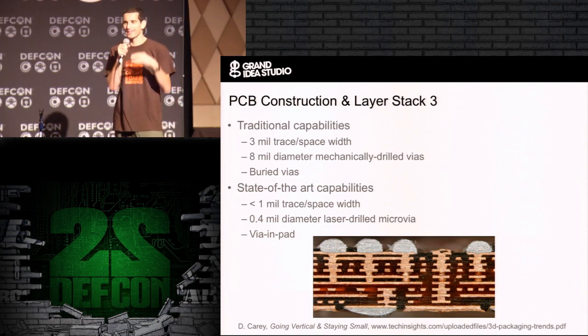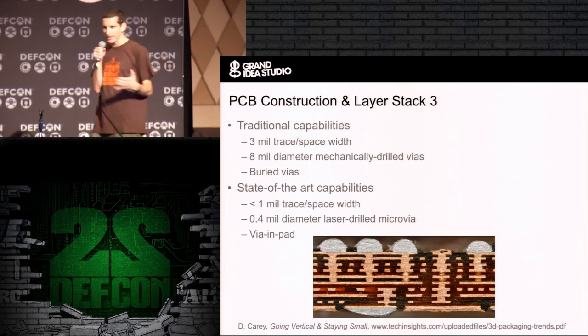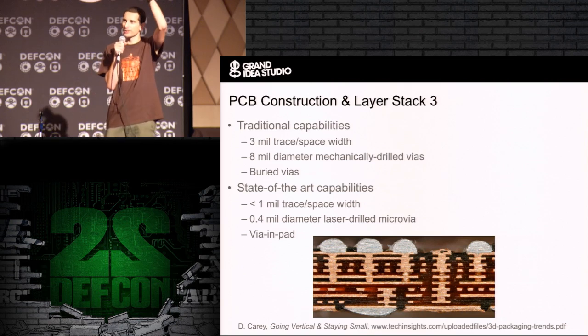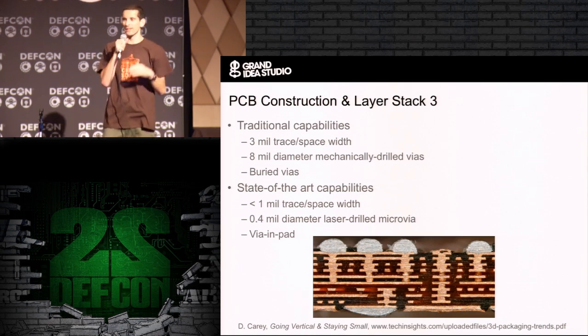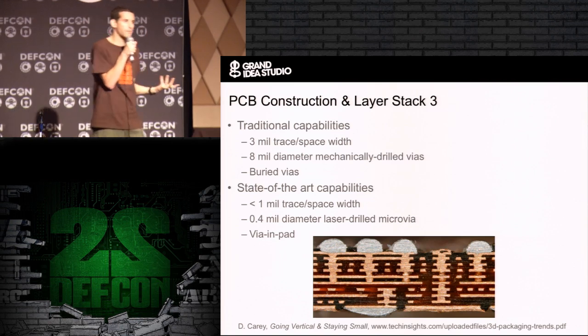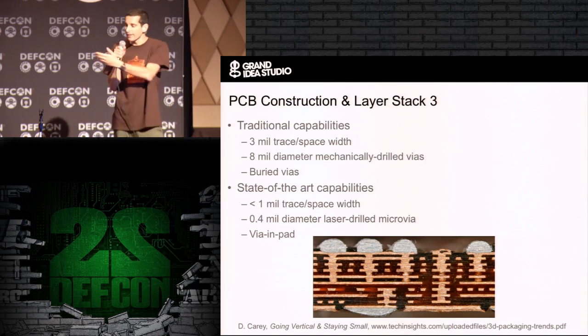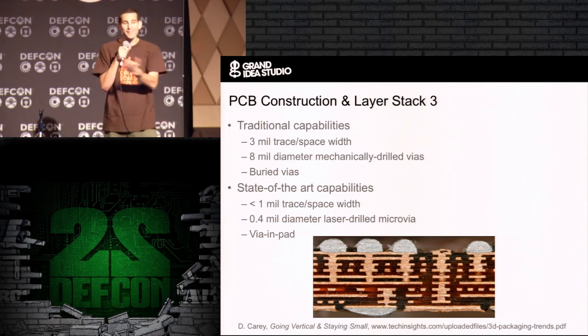A via is something that connects different layers of a circuit board together. Normally, in a traditional PC board fab, you'll have a mechanical drill hole going all the way through the board, even if it's only connecting, say, layers 2 and 6 of the board. It's still going to go all the way through because it's just an easier fabrication process. But when you have via in pad, or even buried via, you can't even find the vias sometimes.